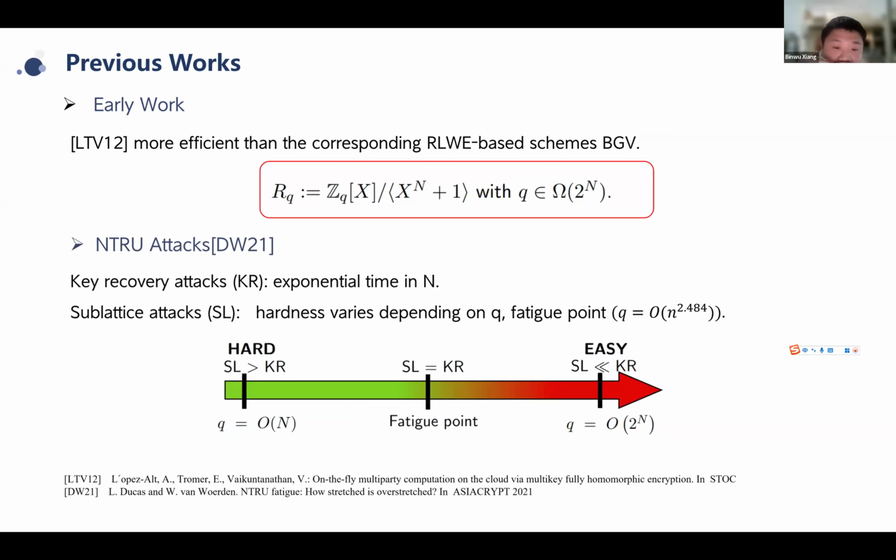In Asiacrypt 2021, Ducas et al. studied two types of NTRU attacks, the key-recovery attacks and the subfield attacks. Also, through their experiments, they found a critical point where Q is equal to n to the power of 2.484. Beyond this point, the subfield attack becomes more effective. Therefore, in the LTV schemes, as soon as the number of keys k exceeds a small constant, it will surpass the critical point.